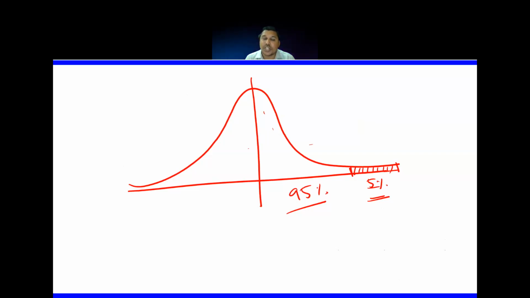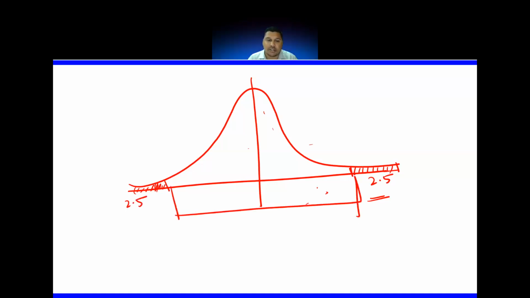Two tail means you are checking both directions, whether it is less than 500 or greater than 500. So in that case, you will consider this part also, and your 95% will be something here. You will consider the full data. So here you will not consider 5%. You will consider 2.5% of the data here and 2.5% of the data here. So this will be your 95%.